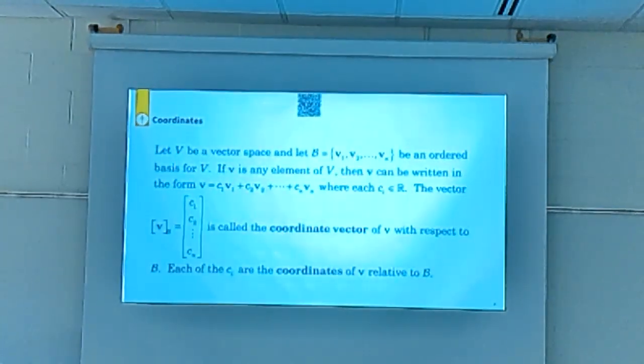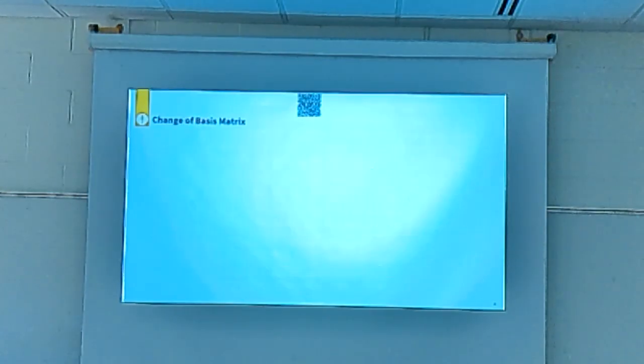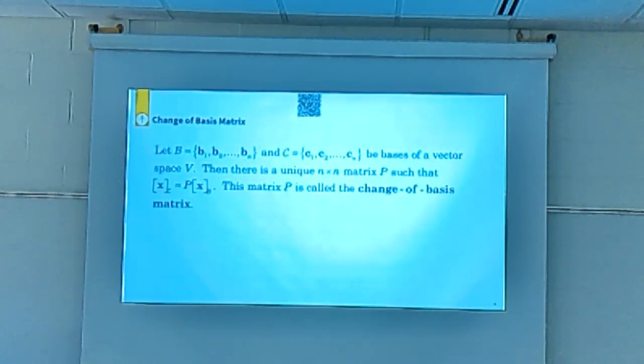Well, the idea is you're given coordinates for a specific basis. You can actually use that to determine the coordinates for a different basis. In other words, you can change your basis. You can form what's called a change of basis matrix. You have two bases for a vector space. There is a unique n by n matrix P, such that the coordinate vector with respect to C is equal to P times the coordinate vector with respect to B. And that matrix P is your change of basis matrix.